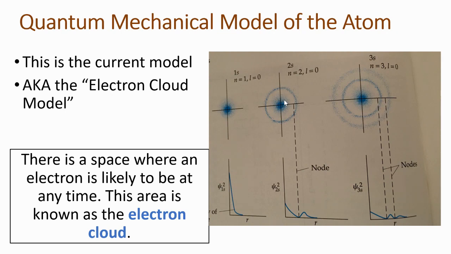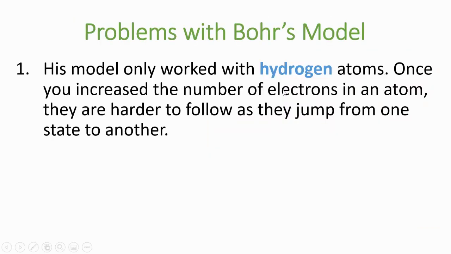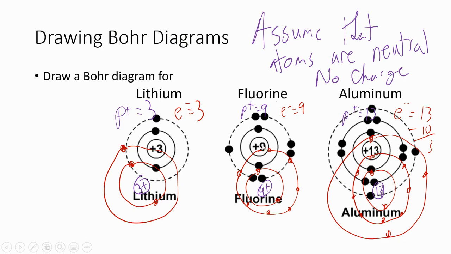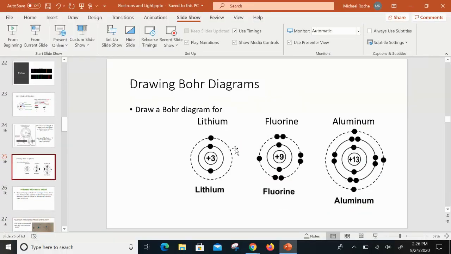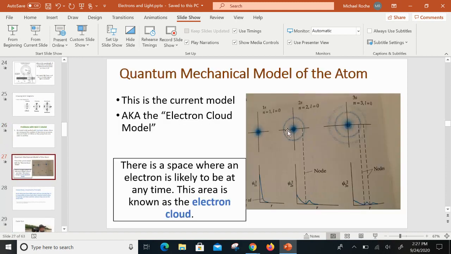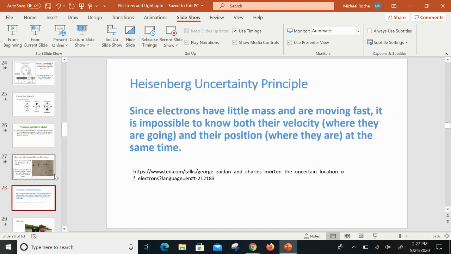Because it's not as distinct as these orbits that are implied here with Bohr, that's why we call it a cloud. It makes sense that they would go in a sort of fuzzy way around a cloud. All right. And then we're going to start with the uncertainty principle and talk about that tomorrow.